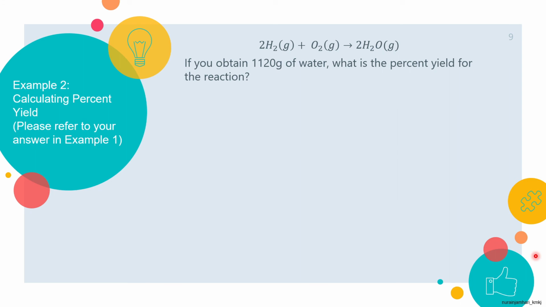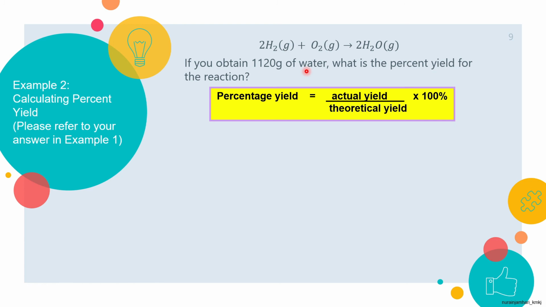This is an example on how to calculate percentage yield. For this example, please refer to your answer in example 1. If you obtain 1120 grams of water, what is the percent yield for the reaction? 1120 grams of water is actual yield. The mass of water in example 1 is theoretical yield. To get the percentage yield, the actual yield divided by theoretical yield times 100%. So, the percent yield for this reaction is 83%.